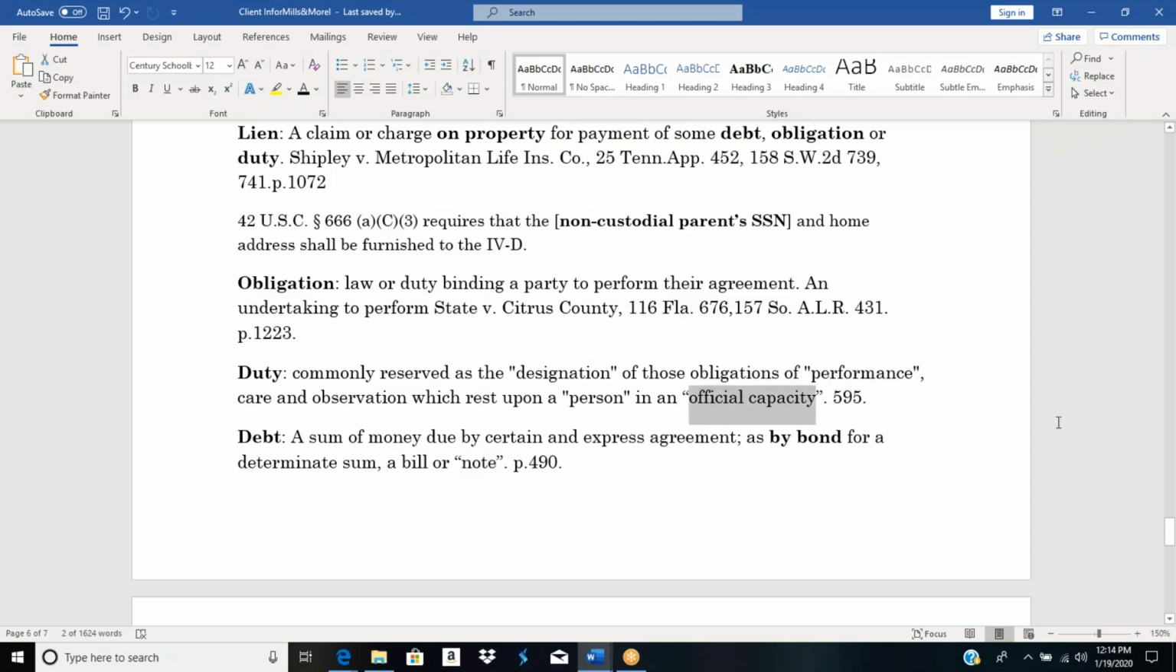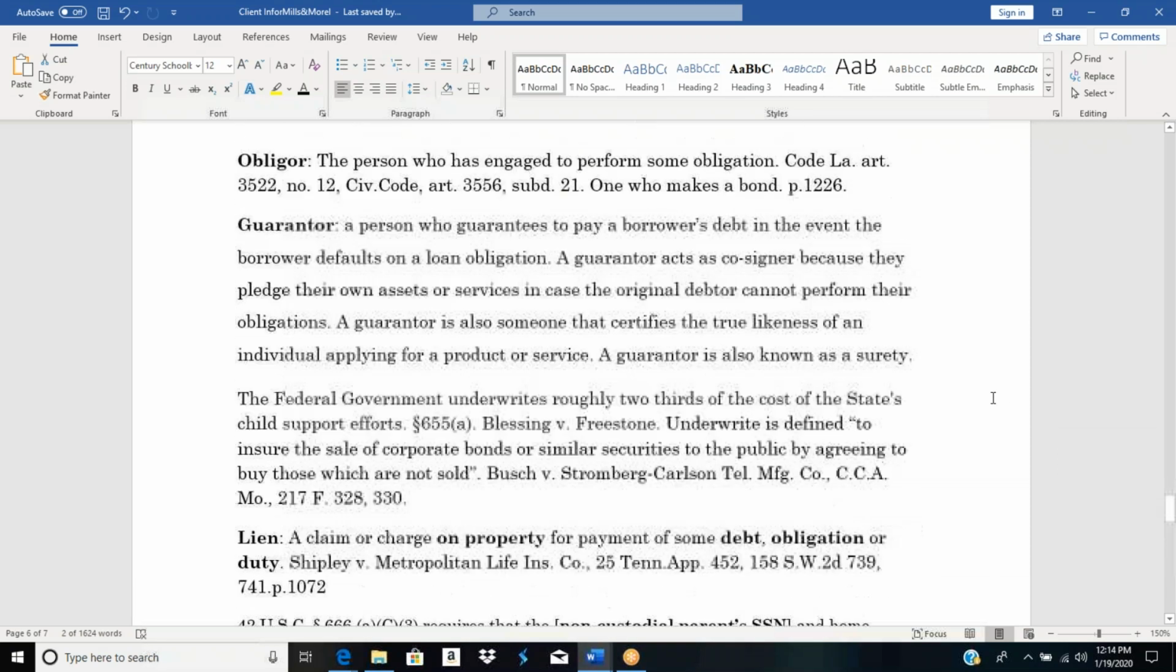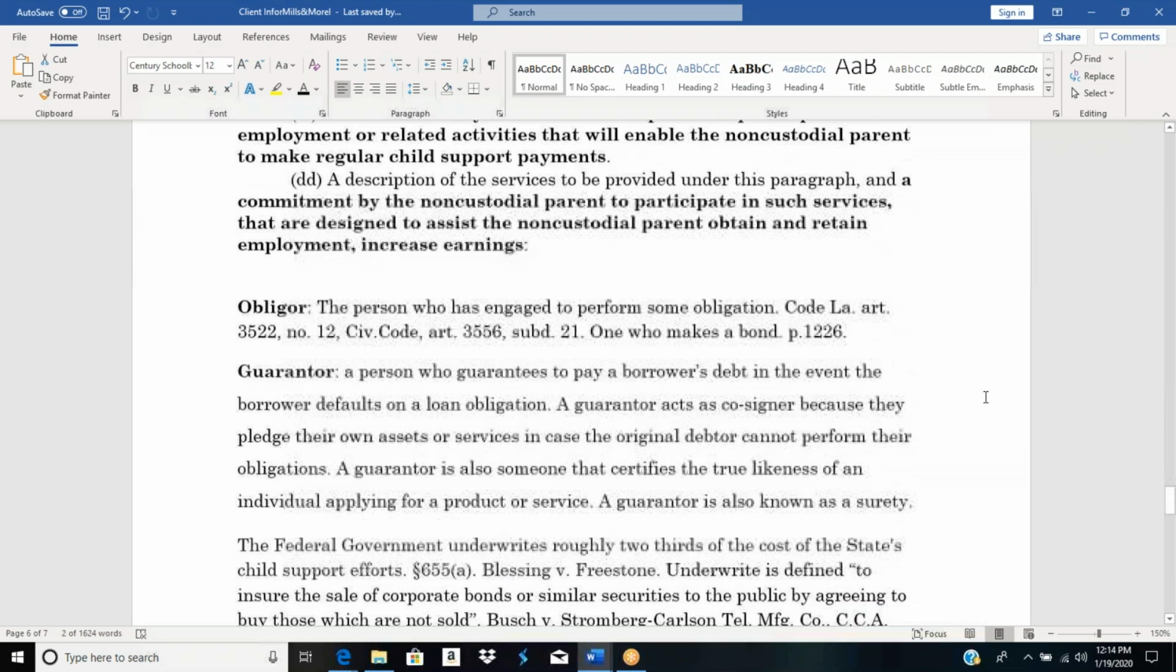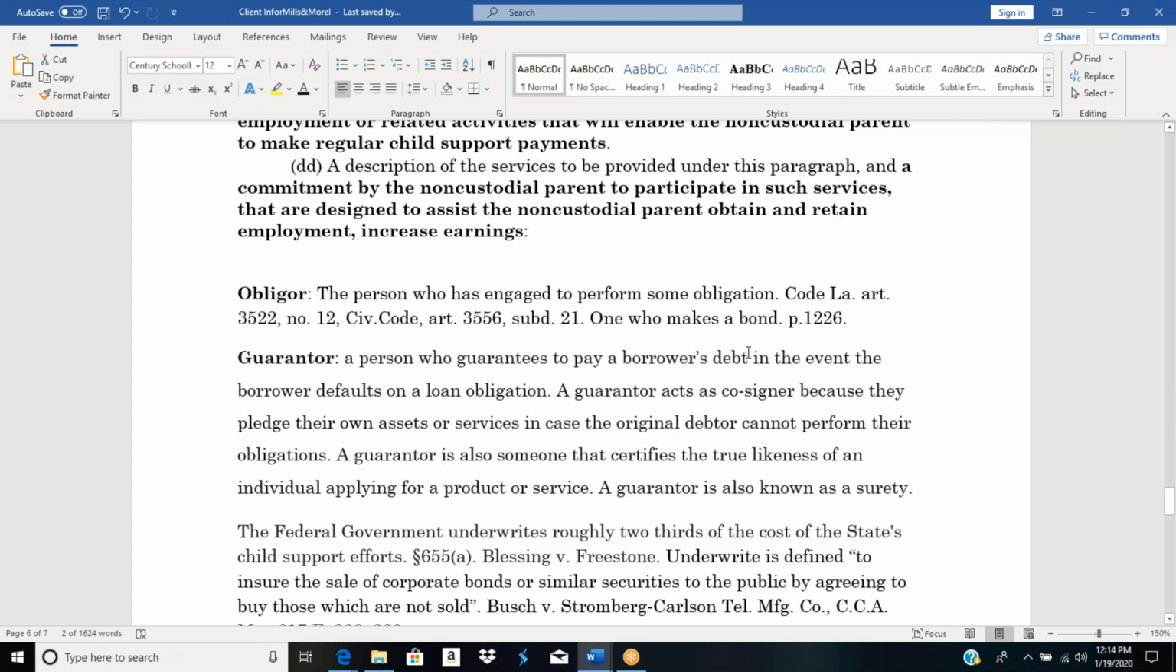When they say you have a duty to pay child support, so hold on. You're saying that I'm in the official capacity of the guarantor? You need to prove this. Because I'm not. I never said I was going to be a guarantor for the borrower's debt. Who's the borrower? It ain't me. Somebody borrowed something, and now you're trying to get me to be the guarantor for it? Nah, I don't think so.